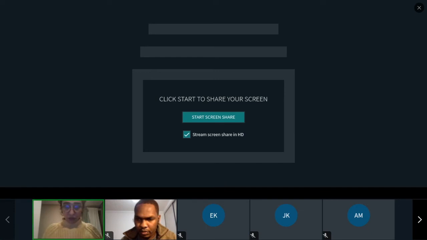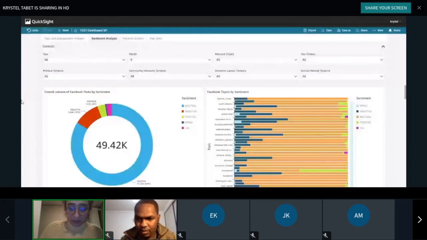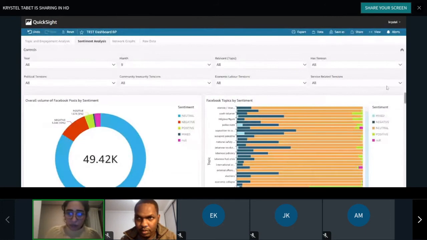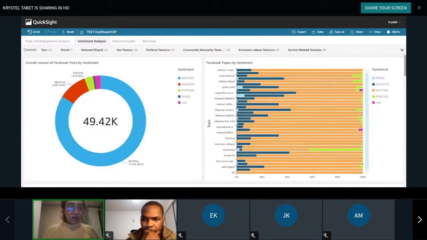So let me show you the analysis of sentiment. Okay, so this is the sentiment. I'm just gonna make it a bit bigger. So this is the overall on Facebook. Again, we need to always read this data as from the data sources we're monitoring. So it's not the general landscape on Facebook, it's specifically what we're monitoring.